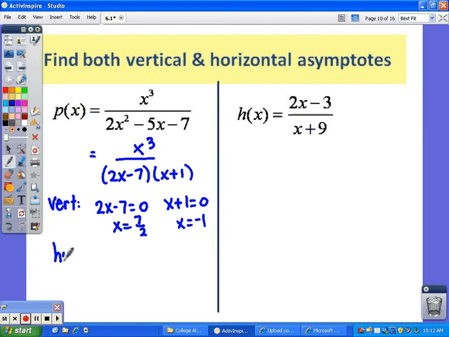To find the horizontal asymptotes, we'll look at our degree. On top, it's a 3. On bottom, it's a 2. If the top is bigger than the bottom, that tells us we will have no horizontal asymptote.